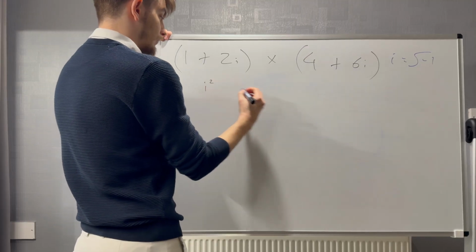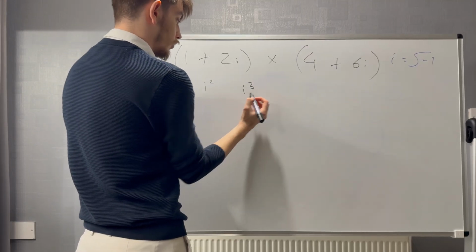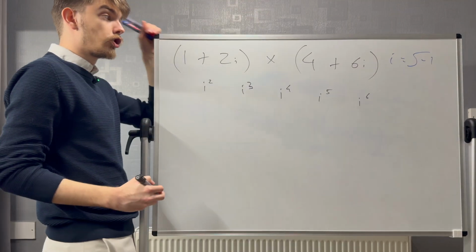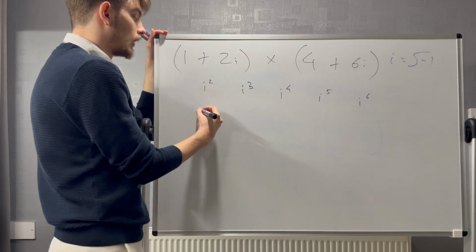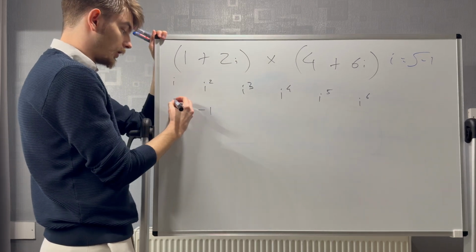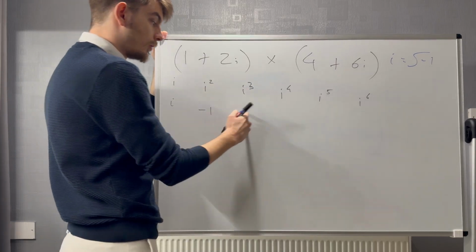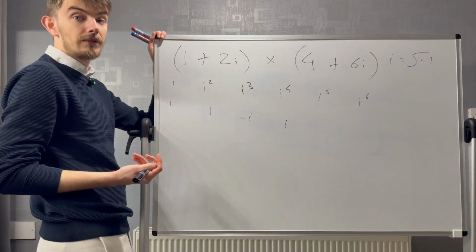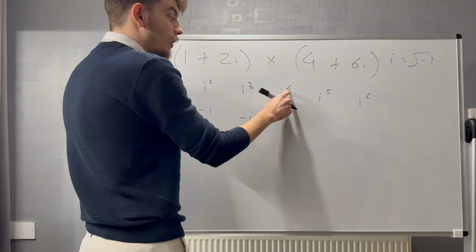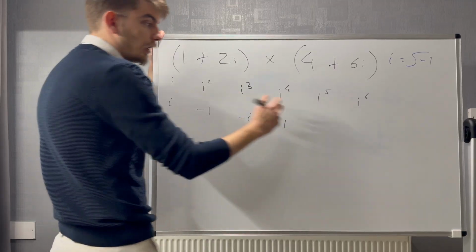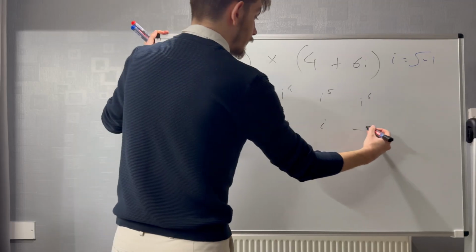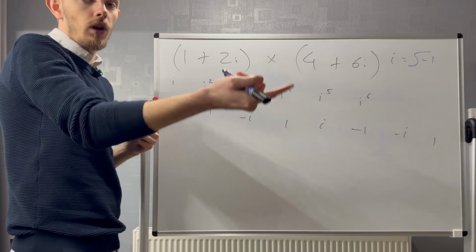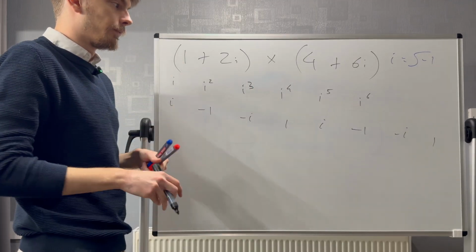So, I've got i squared, i cubed, i to the 4, i to the 5, i to the 6, and I'm just going to show you we've got a repeating pattern. i squared is minus 1, obviously i is just i, i cubed is minus i, and i to the 4 is 1. After this it repeats, because i to the 5 is i to the 4 times by i, which is 1 times i, which is i, and we just keep going. Minus 1, minus i, 1. i, minus 1, minus i, 1.